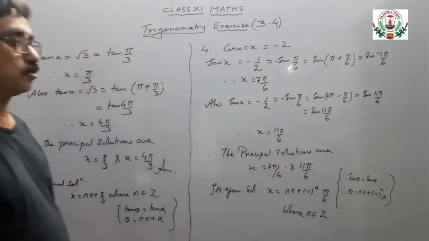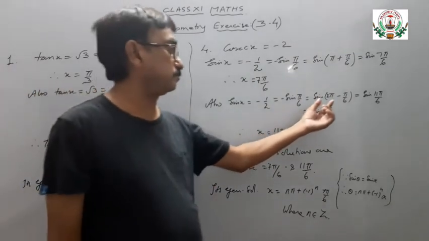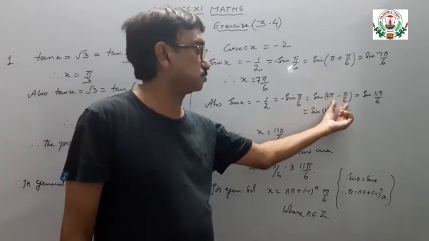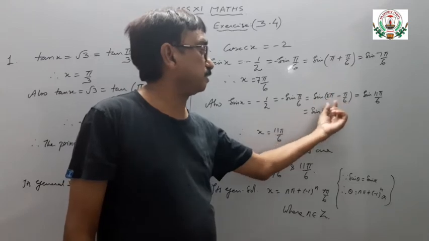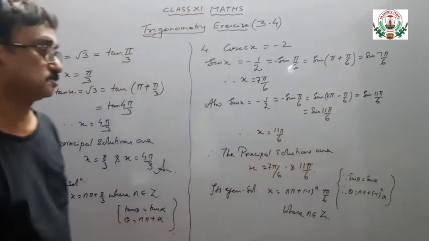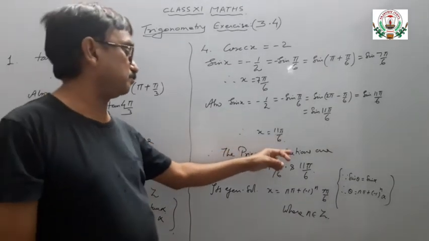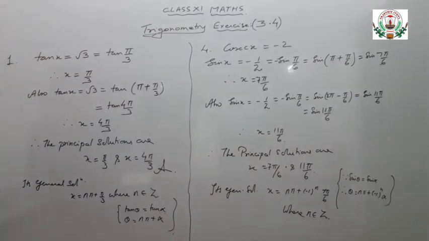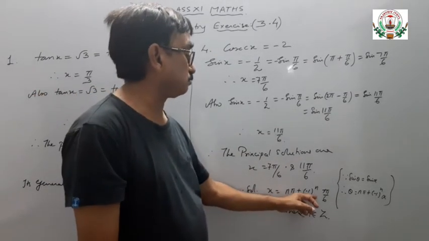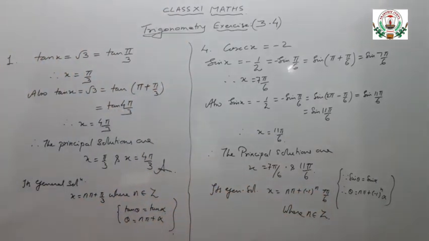And sin x is also negative in the fourth quadrant. So in the fourth quadrant we can write 360 minus theta. When we take the LCM, 12 pi minus pi, 11 pi by 6, sin 11 pi by 6. So the two principal solutions are 7 pi by 6 and 11 pi by 6. So the general solution is x equals n pi plus minus 1 to the power n into 7 pi by 6.